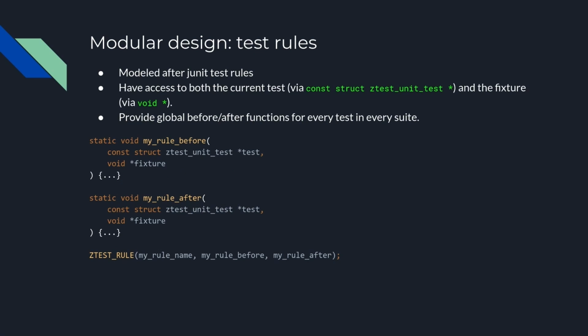Test rules were brought in from JUnit 4, but more closely resemble the API in JUnit 5. They are similar to the suite's before and after function, but will run for every single test regardless of the suite. They can provide benefits such as resetting emulators for every test, verifying some state, such as no errors were logged to the logging backend, or even resetting FFF mocks.